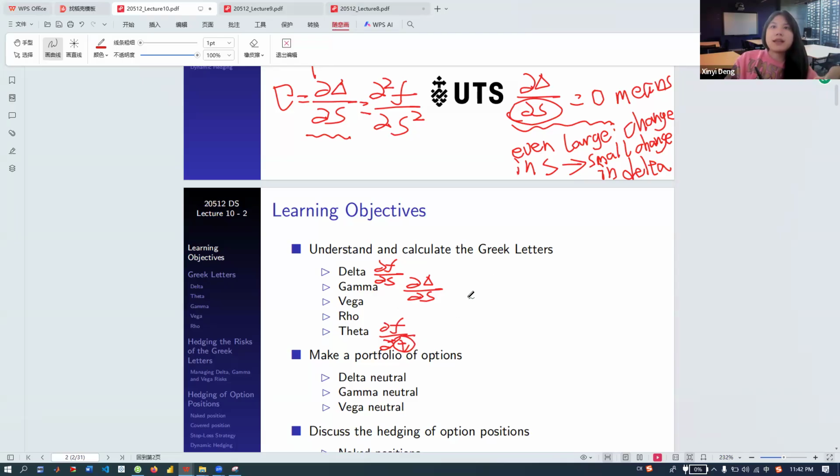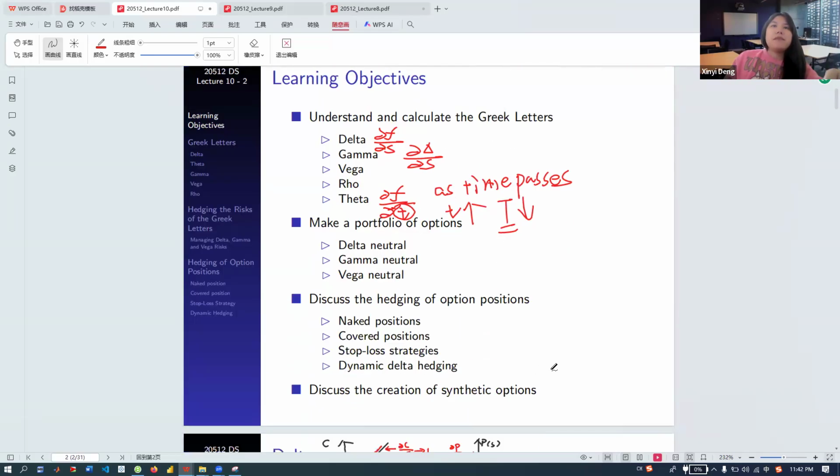As time evolves, this small t is going to be larger. I just want to clarify the difference between smaller t and bigger t. As time passes, t increases, and the time to maturity, this T, is going to decrease, right?